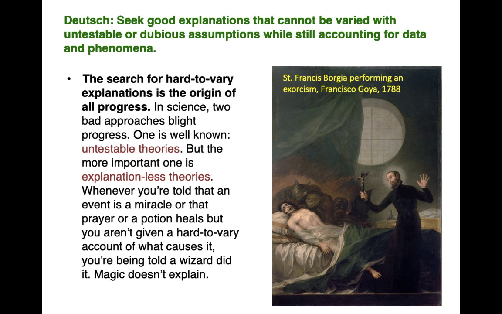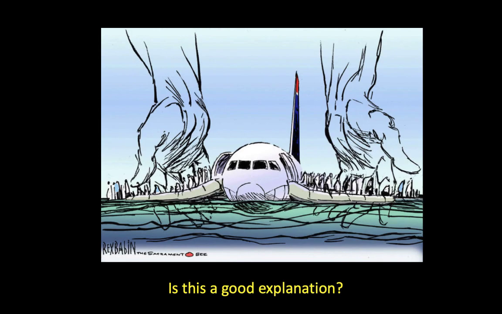In science, two bad approaches blight progress. One is well-known: untestable theories. But the most important one is explanationless theories. For instance, when you're told that an event is a miracle or that prayer or a potion heals, but you aren't given a hard-to-vary account of what causes it, you're being told a wizard did it. But magic doesn't explain. Is this a good explanation?